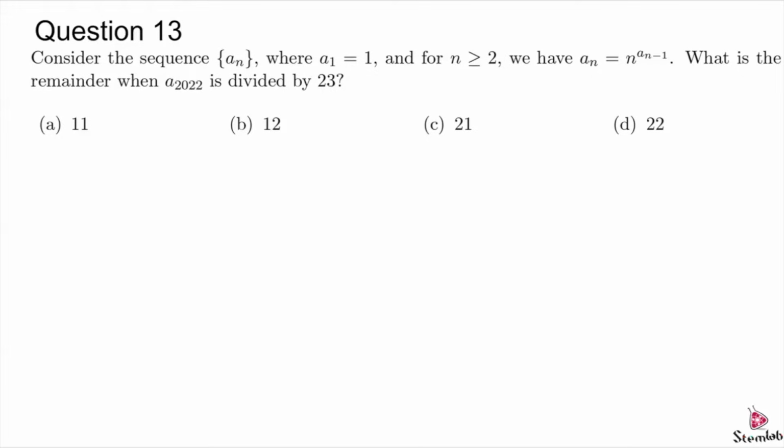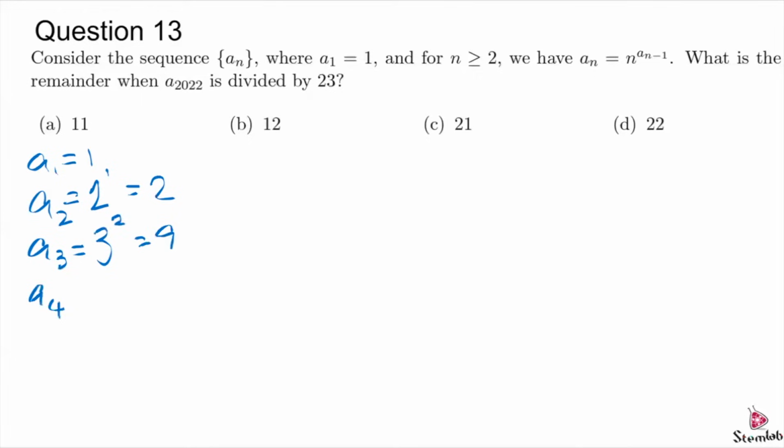Okay. For questions like this, I tend to try to find the form of a_n first, if we can find a nicer way to represent it than what is given here. So first I tried a1. We're given that's 1. a2 is equal to 2 to the 1, which is 2. a3 is 3 to the a2, so 3 squared, which is 9. a4 is 4 to the a3, so 4 to the 3 to the 2.